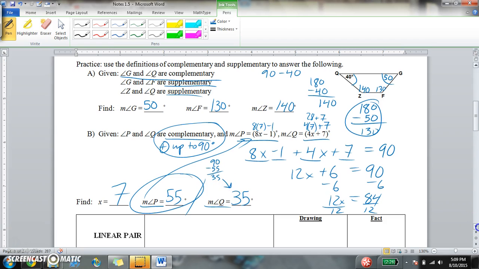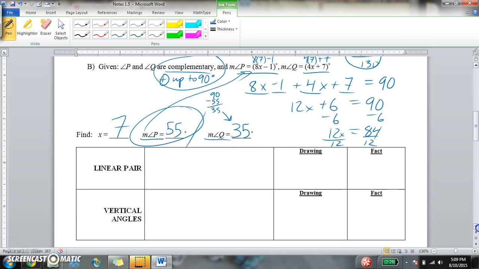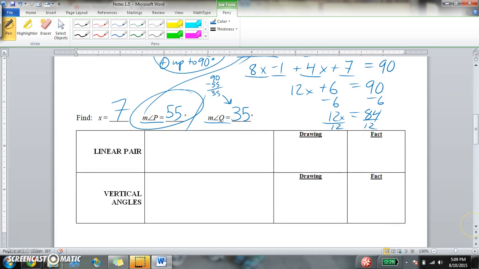for angle Q also. Two other concepts, a linear pair. So a linear pair are just adjacent angles that make a straight line. And since they make a straight line, they're always going to add up to 180 degrees.